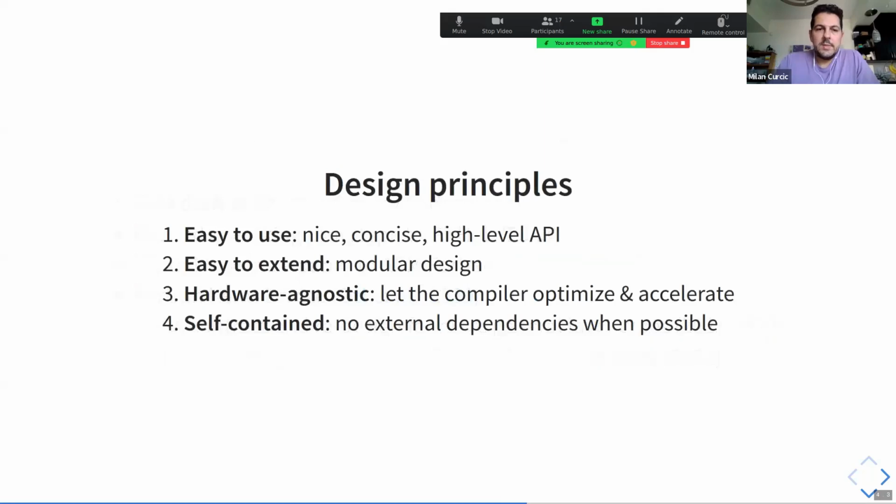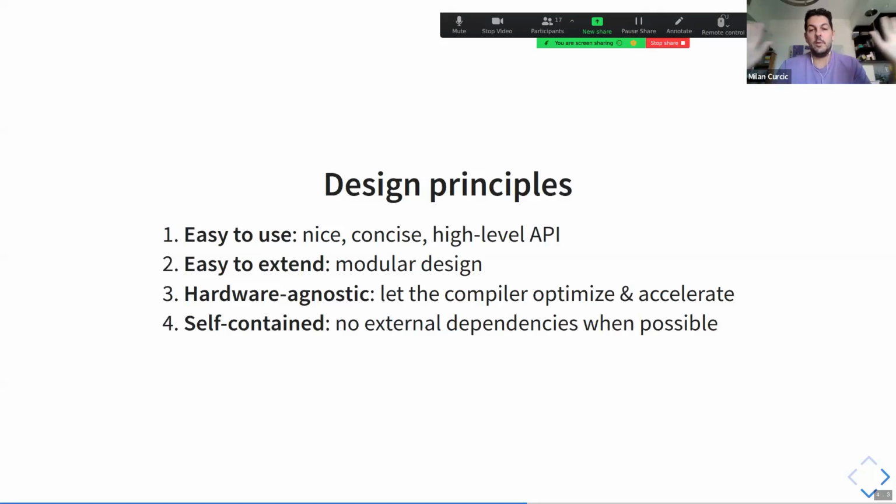So the design principles: my number one is it must be easy to use. It must have a nice, concise, high-level API, modeled after Keras's sequential model API, if you're familiar with that. Basically, you stack the layers in a network constructor, but I'm going to show you those details in a bit. Easy to extend, so we can easily add other types of layers, optimizers, other algorithms. It must be hardware agnostic. At least that's what made it easier for me.